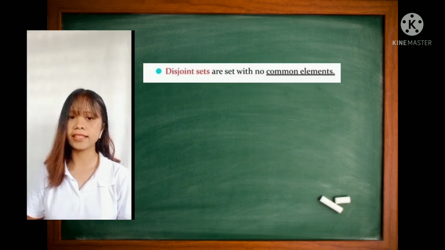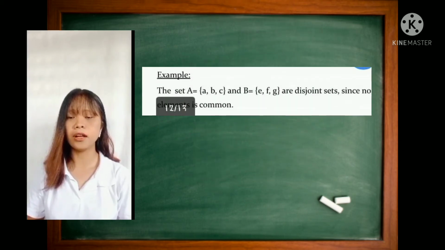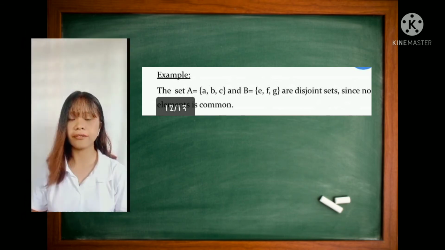Disjoint sets are sets with no common elements. For example, for set A, we have A, B, and C. For set B, we have E, F, and G.